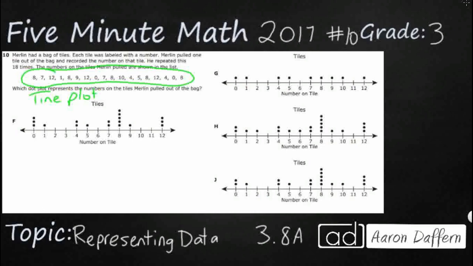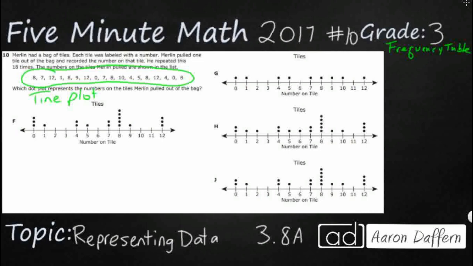So how do we turn all of these numbers, 8, 7, 12, 1, all of that, into a dot plot? We need to match up each of these numbers to the correct dot plot. Well, what I want to do is create a frequency table, and that's going to help me a little bit. A frequency table is just going to let me know how many times each number was pulled. Because you see they're listed here. There are 18 total numbers, but they're all mixed up.